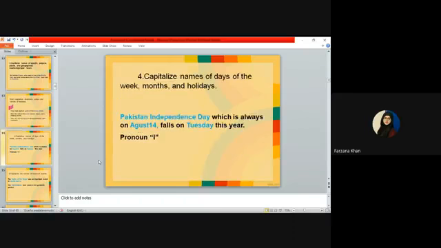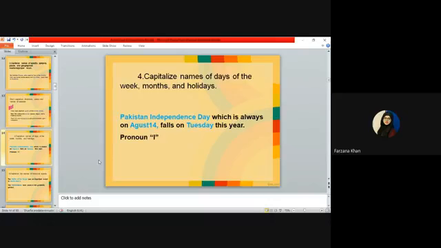Next, rule number 4 of capitalization. According to rule number 4, you need to capitalize the names of days, the names of weeks, the names of months, and the names of holidays. Whenever you write the name of any day in your sentence, you will capitalize the first letter of the name of the day. Similarly, there are 12 months, so the first letter of every month, August, December, January, February, October, so the first letter of the name of every month will always be capitalized in the sentence.